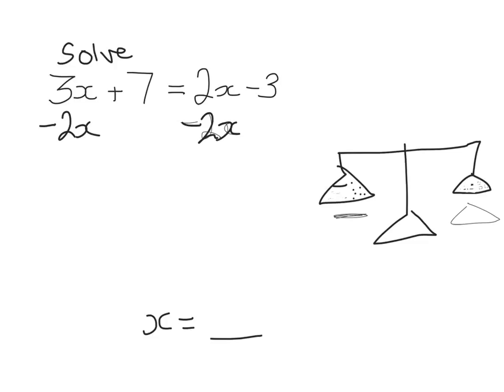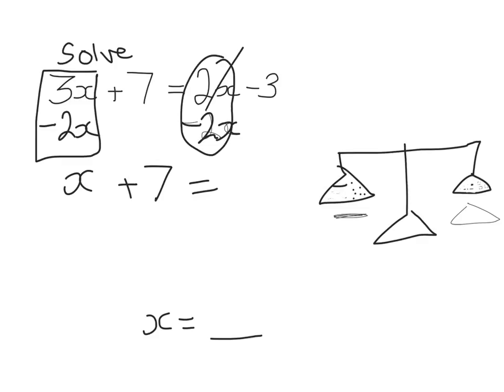As you can see from the diagram here, 3x take away 2x, I'm left with x. I haven't done anything to my plus 7. My 2x take away 2x, well those two cancel each other. 2x take away 2x is 0x, which is 0, take away 3. Okay, and that's what I've got in my diagram. So I've got my x by itself, that's what I want, in the sense of I've just got x on one side, but I've still got numbers on both sides, which I don't want.